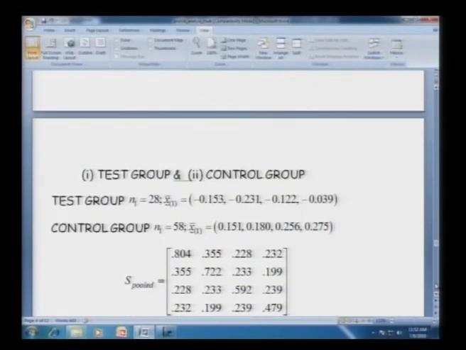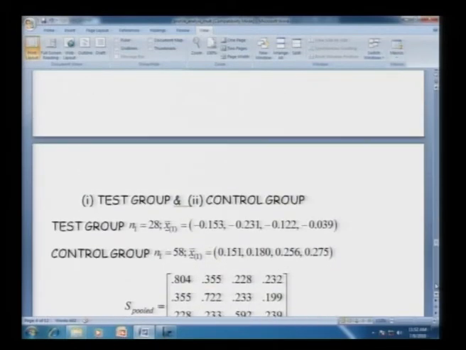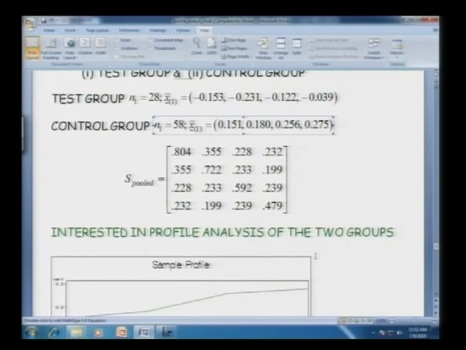We have another example, this is relating to two groups of observations, one is a test group and the other one is a control group. We have once again 4-dimensional data here, N1 is 28, N2 is 58, and this, the second mean vector, is x2 bar, is this. We have the pooled sample covariance matrix as this.